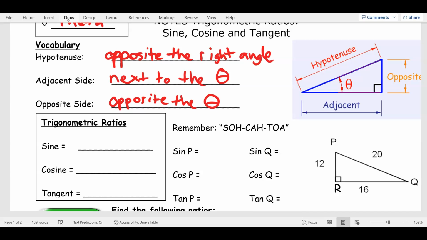Now, if you look at that box on the left in the middle there, it says trigonometric ratios. Do y'all know what another name for a ratio is?